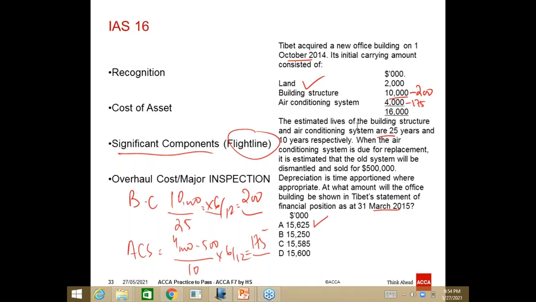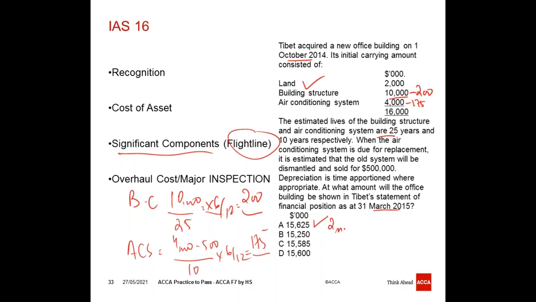One five one two five? No, no. It should be 2000 plus 9800 plus 3725.